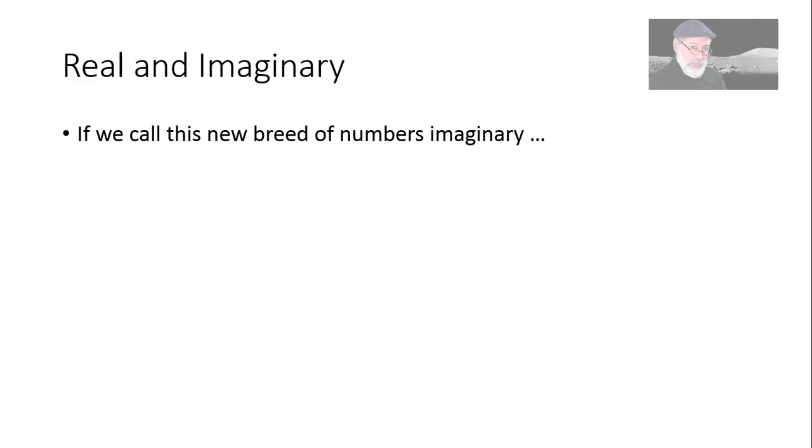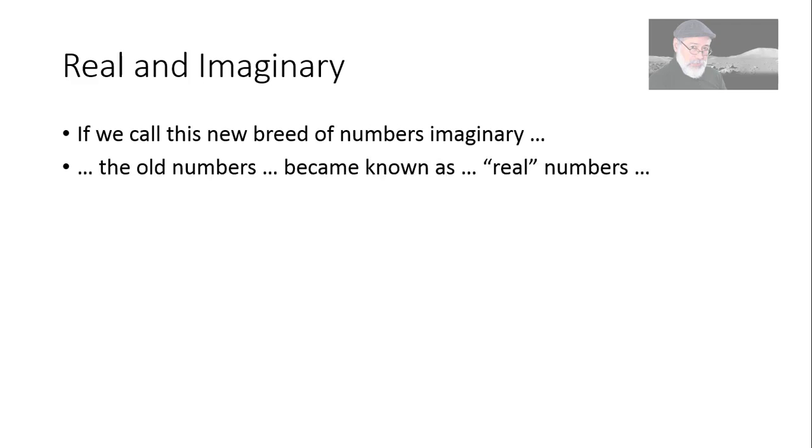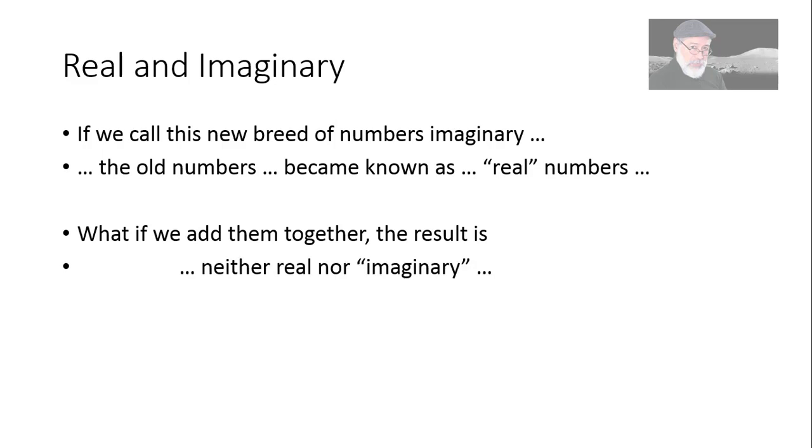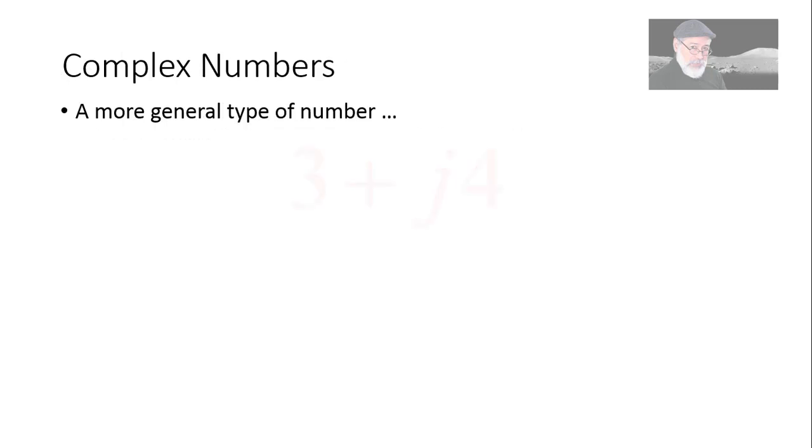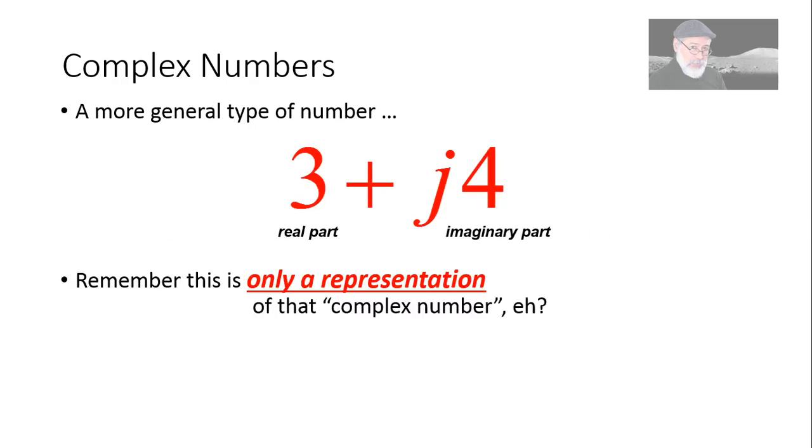Because we've been calling this new breed of number imaginaries by counterposition, the whole numbers have to be known as real numbers. Sure. What if we add them together? The result is neither real nor imaginary. What we get is a more general and powerful type of number. What number is that? A complex number. A number that has a real part and an imaginary part.